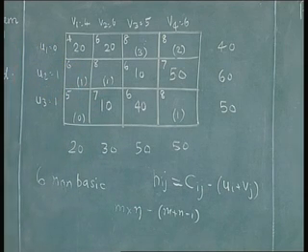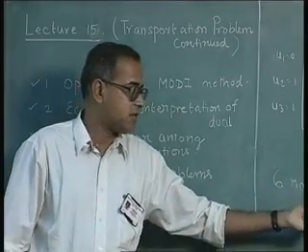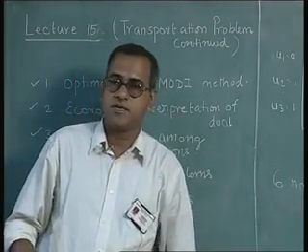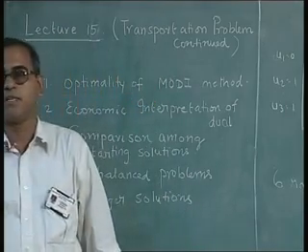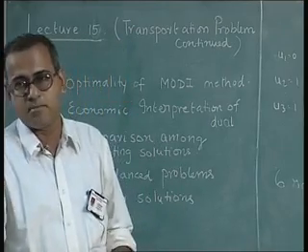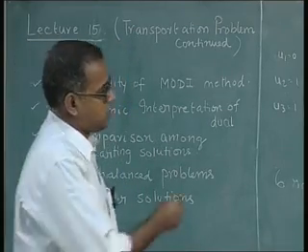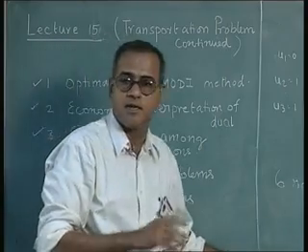Even though the MODI and the stepping stone are essentially the same, they give the same answer, stepping stone's computational requirement will be higher as the problem size increases. Therefore, it is advisable to use the modified distribution method to solve. So, in general, it is advisable to start with the Vogel's approximation method or the penalty cost method to get a starting basic feasible solution, and then approach the optimality using the UV or the MODI method.